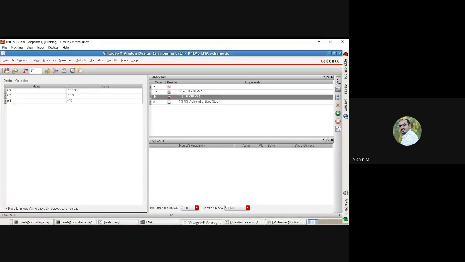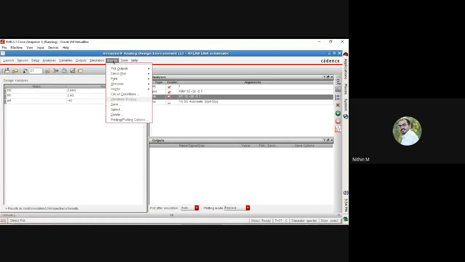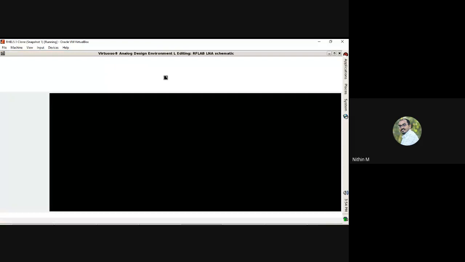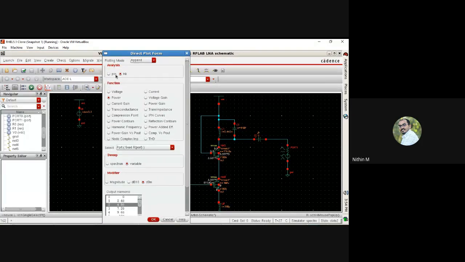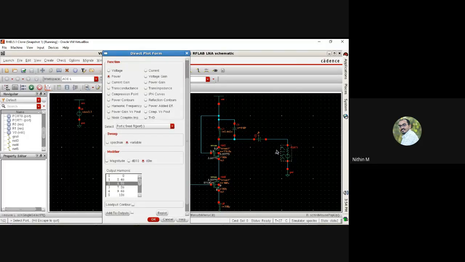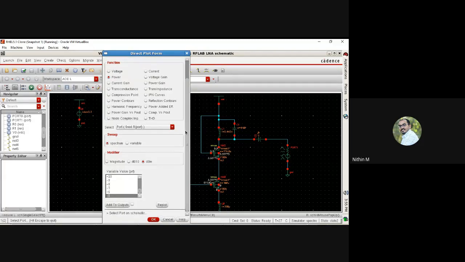Yes, it is done. Now I'll go to results and go to direct plot, main form. Here the enabled analyses will come automatically. I have taken responses before. I'll enable HB and go to power, and I'll be plotting the output from the port. I have used a port at the output side. I want to see the output spectrum.